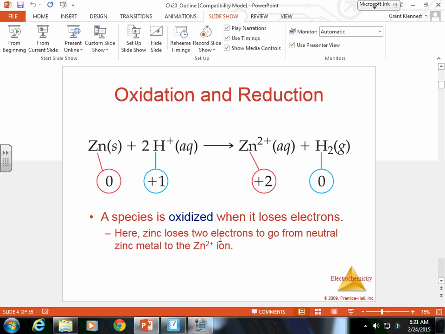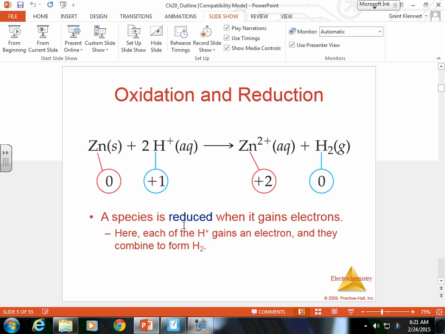Anytime something is oxidized, it loses electrons. The easiest way to remember that is: oxidized has an O, loses has an O. So when it's oxidized, you're losing electrons. If we look at zinc here, zinc goes from an oxidation number of 0 to +2. That means it's losing electrons because it's gaining a positive charge. So when it's losing electrons, it's getting oxidized.